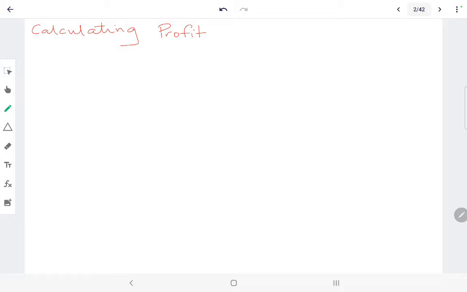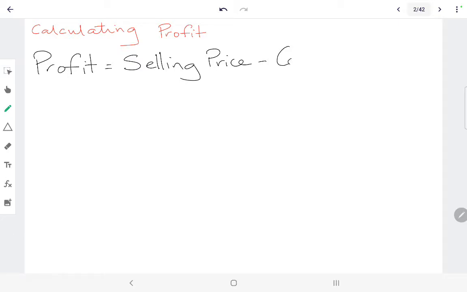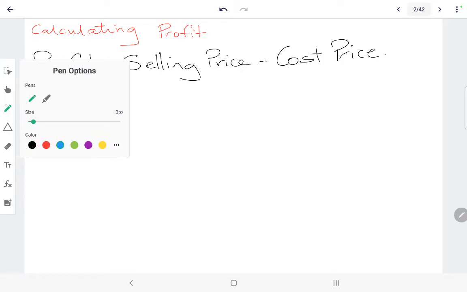So the formula to calculate profit will be the selling price, the amount you sold the item for, take away the cost price, the amount you paid for the item. So let's use an example here.